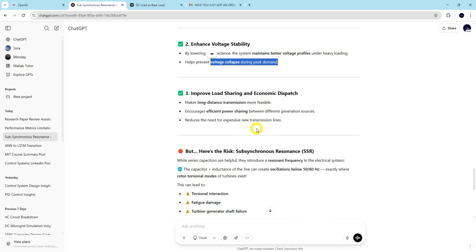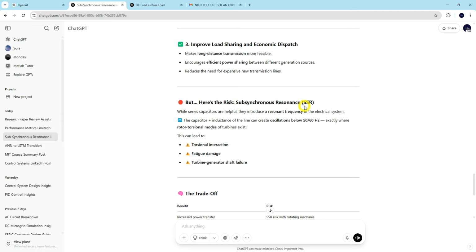But the problem in series compensation is subsynchronous resonance. That means if the transmission line has a steam turbine, a low pressure turbine and a high pressure turbine, that are operated below the 50-60 Hz, then it will create that resonance. So this is a big problem with the series capacitor.